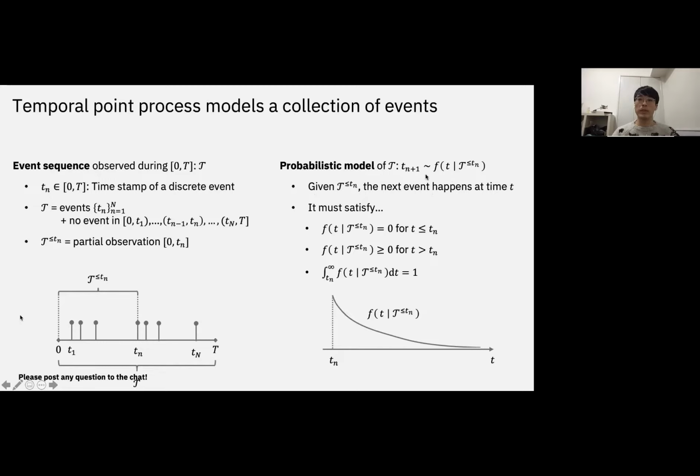And because this is a probability density function, it must satisfy these three constraints. The first constraint says that the next event tn+1 must occur after event tn. The second constraint comes from the definition of the probability density function. And the third constraint says that we must have the next event with probability 1. So in order to model this event sequence, one natural way is to define this type of probability density function.